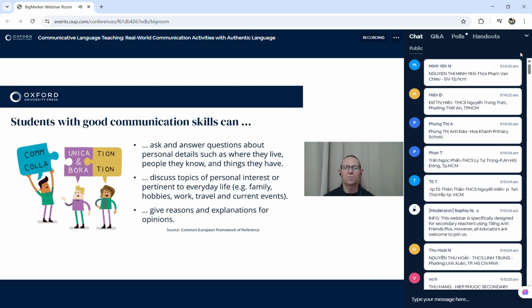Discuss topics of personal interest relevant to everyday life. So again, we talked about the things that we like to do, often do and don't do, etc. Plenty of those kinds of topics. And give reasons and explanations for opinions. So particularly in the presentation practice at the end, students were giving their opinions about music, sports, things they do online, etc. So I hope you could see all of our activities today covered these important communication competencies from the Common European Frame of Reference.